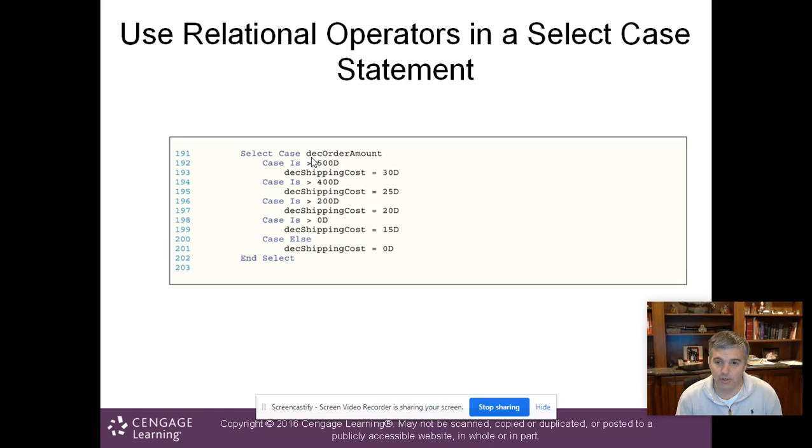In this example, we're looking at a range of values for the desk order amount. If that desk order amount is greater than 500, we display a shipping cost. Greater than 400, we display a different shipping cost, and else there's no shipping cost. Okay. And in this example, since we're using a relational operator, it's not case equal to, it's case is greater than. So that's something to be aware of when using relational operators. It's going to be case is, not just case greater than.